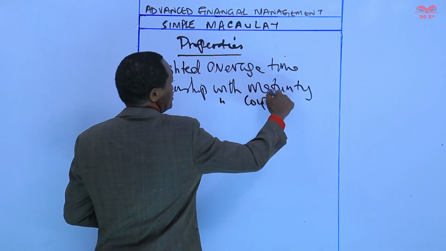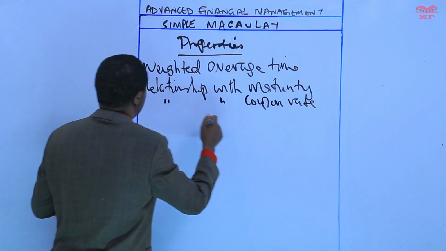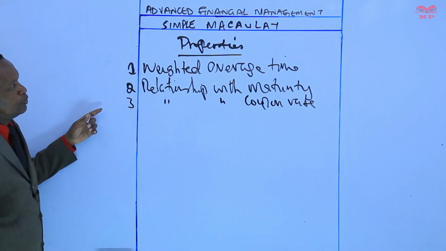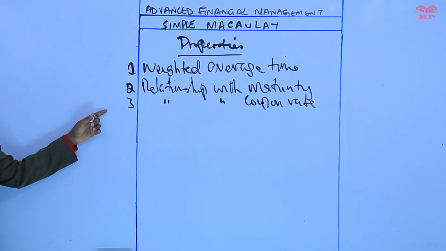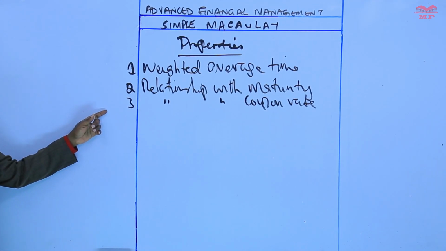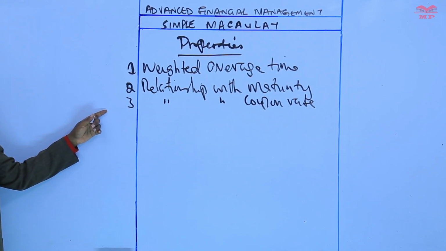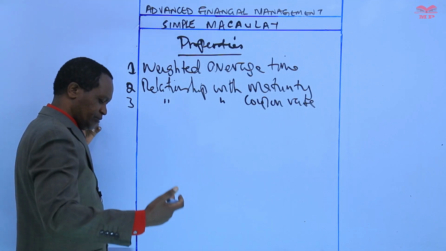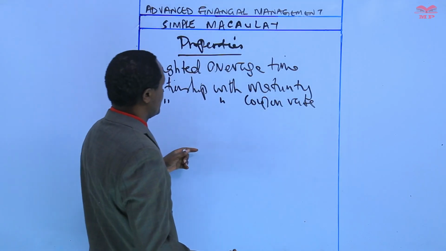Relationship with coupon rate is the third property. Macaulay duration is inversely related to the coupon rate, such that higher coupon rates lead to shorter Macaulay durations, as more of the bond's value is received earlier.